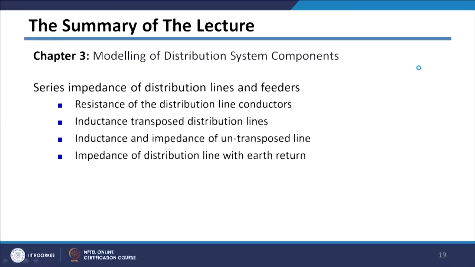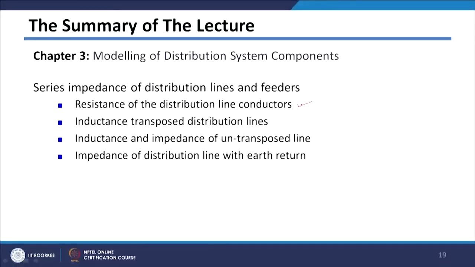So, in summary, we have started chapter number 3, which is modeling of distribution system components, and we have started with the first component, that is distribution feeders and distribution lines, and with the calculation of impedance of these distribution lines or feeders. Then we have seen different types of conductors. We have seen how to calculate the resistance of the conductor, and also how we can get this resistance value from the data sheets.